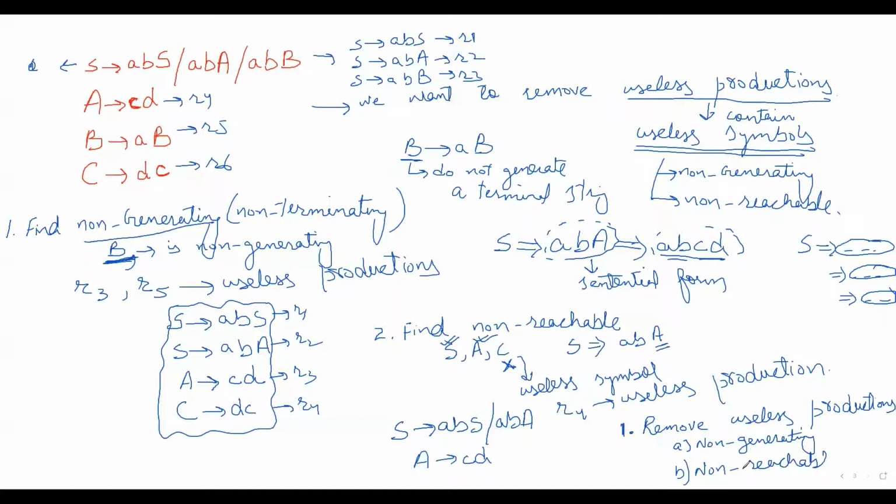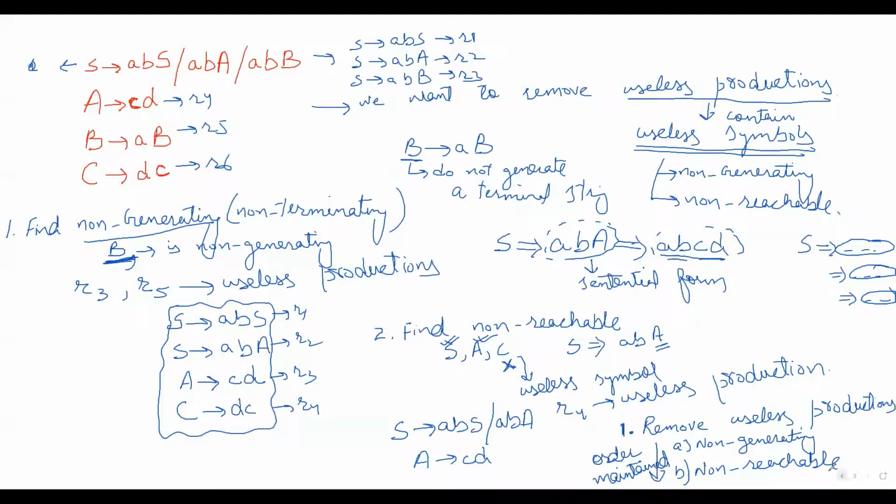You should always first find non-generating symbols and then remove useless productions. Then the second step should be to find non-reachable symbols and remove useless productions. You should not interchange these. Interchange means that you should not first remove non-reachable and then non-generating. This order should be maintained. Okay, so this was about the removal of useless productions.